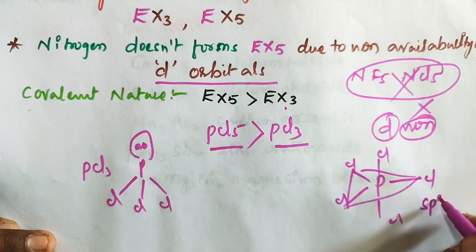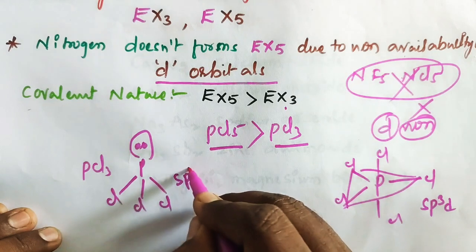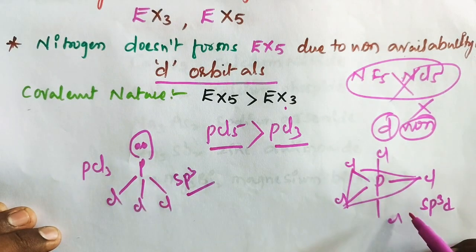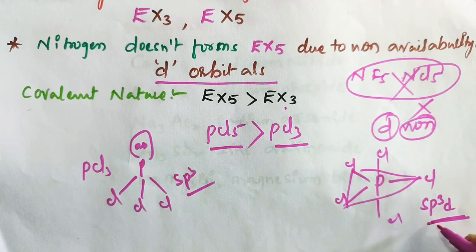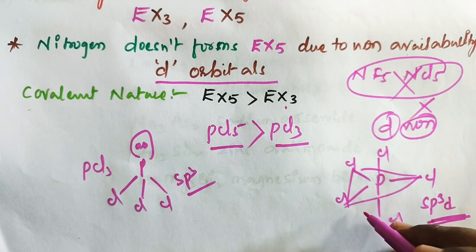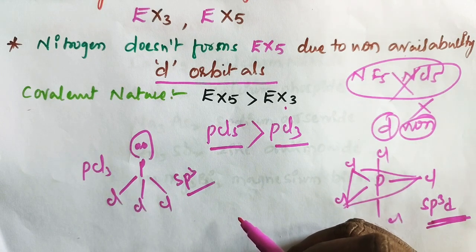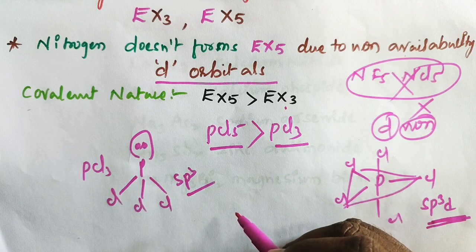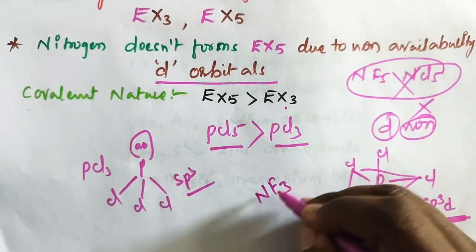PCl3 is sp3 hybridization and PCl5 is sp3d hybridization. Because of the availability of d orbitals in phosphorus, it involves sp3d hybridization to form the PCl5 halide. And all the trihalides of these elements, except those of nitrogen, are stable. In the case of nitrogen, only NF3 is known to be stable.